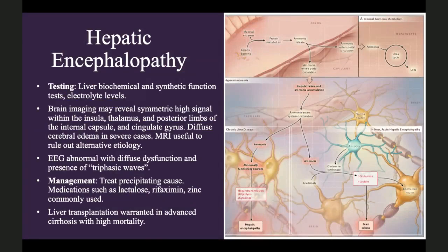Testing consists of checking the liver biochemical and synthetic functions besides electrolyte levels. Brain imaging may sometimes show diffuse cerebral edema in severe cases, otherwise may reveal symmetric hyperintensity in the insula, thalamus, and posterior limb of internal capsule. It is also important to get an MRI in these cases to rule out alternative etiology. EEGs are abnormal, as we know, with diffuse dysfunction showing triphasic waves because of hyperammonemia.